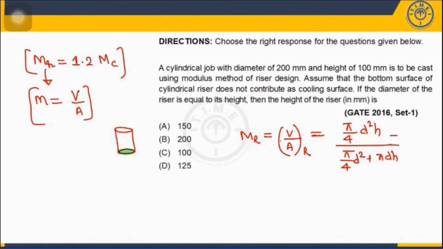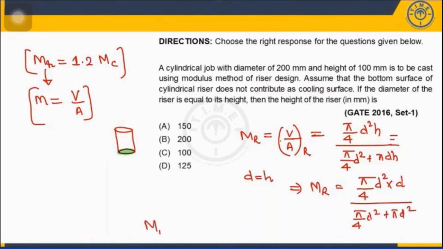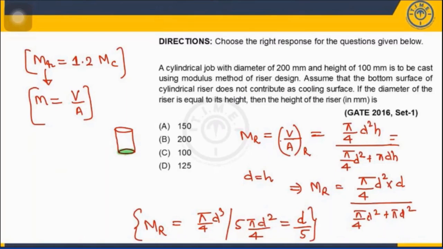The diameter of the riser is equal to the height, so d is equal to h. Then the modulus of riser is pi by 4 d square into h, with h equal to d, so pi by 4 d cube, divided by pi d square plus pi by 4 d square. Taking the LCM, 4 plus 1 is 5, so the denominator is 5 pi d square by 4. The pi cancels out, d cube over d square becomes d, and the 4 cancels out. So the modulus of riser is d by 5, where 5 is an integer.